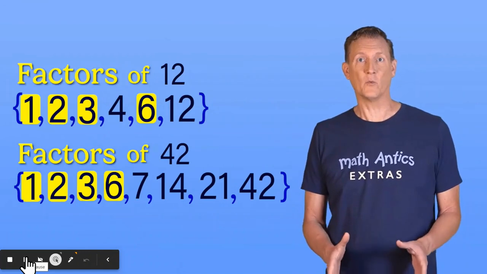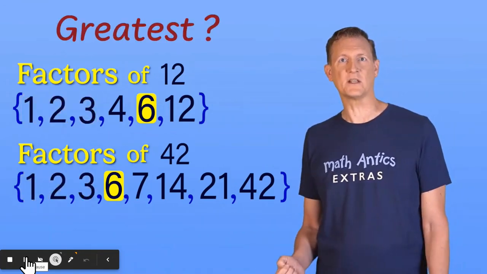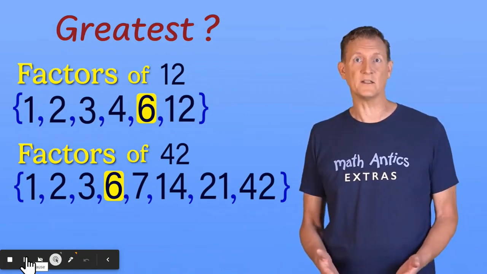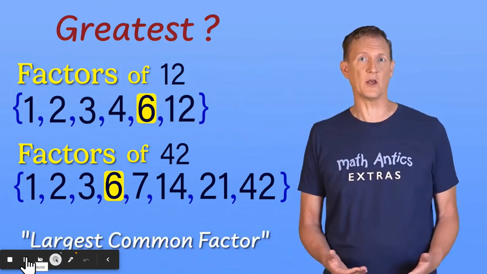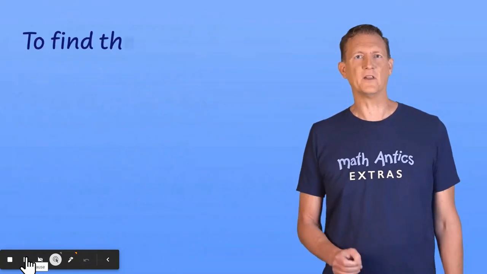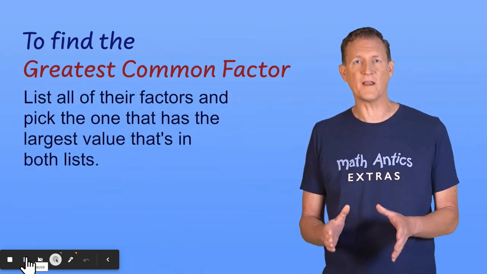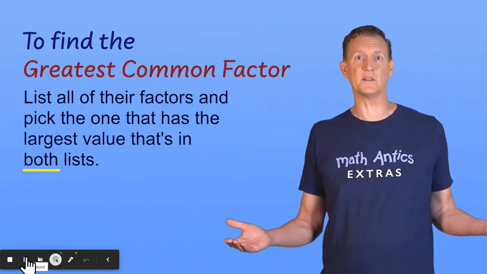But now we can ask, what's their greatest common factor? Yep, that would be the number 6 because it's the common factor that has the largest value. Greatest basically just means the largest. So you can think of it as the largest common factor if that helps you remember better. So to find the greatest common factor of any two numbers, all you have to do is list all of their factors and pick the one that has the largest value that's in both lists. It's as simple as that.